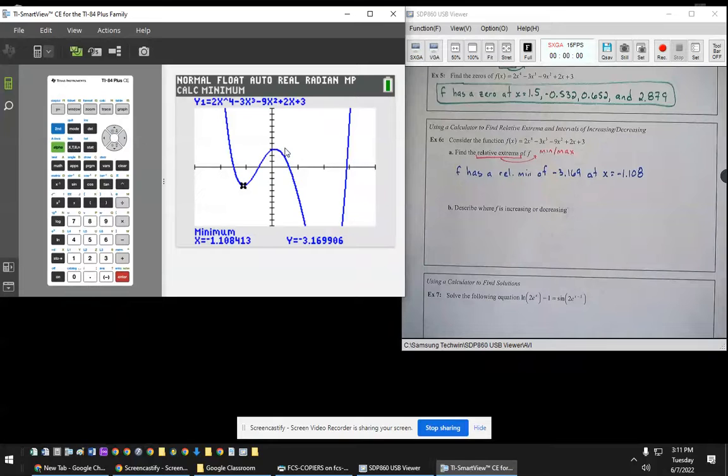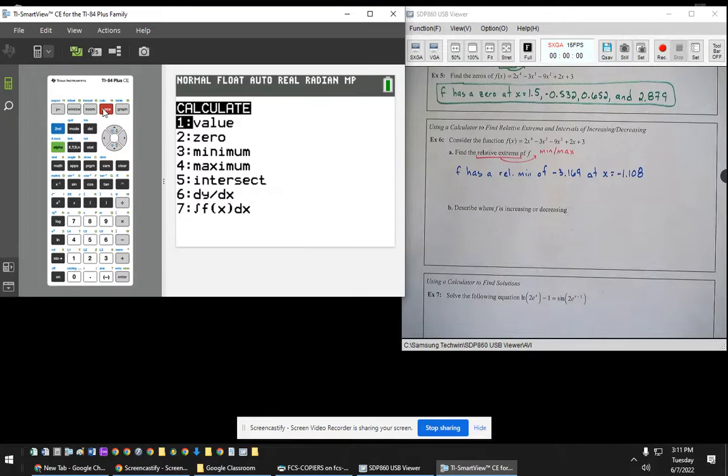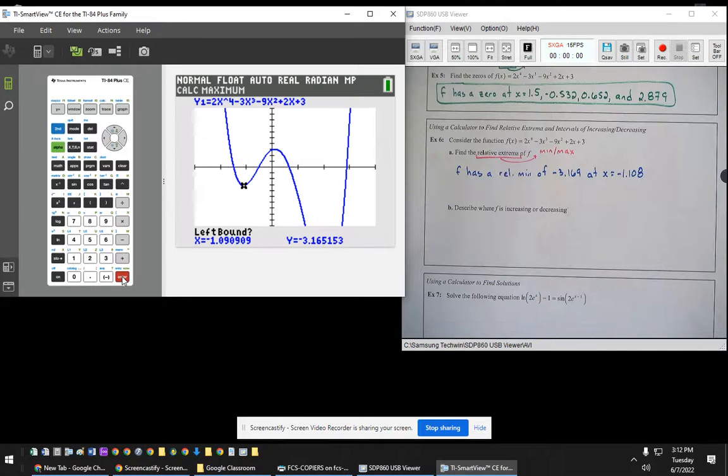Okay, the next thing I'm going to hit is a maximum. So second Calc. This time I'm going to select number 4, which is a maximum. And this time I'm going to do my trick. The max is definitely between 0 and 1. So I'm going to hit 0 for my left bound. I'm going to hit 1 for my right bound. And my guess is going to be something like, I don't know, 0.1.